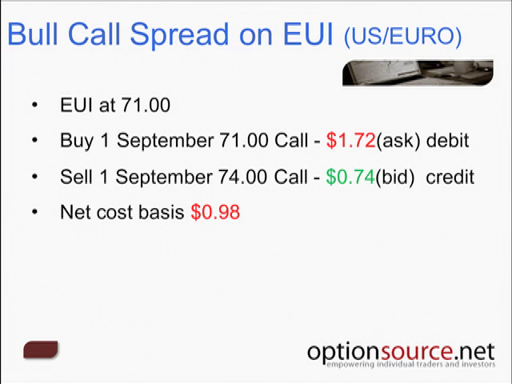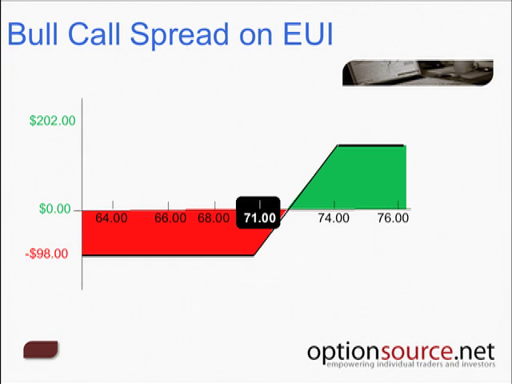So our profits are limited to the spread between the 71 strike and the 74 strike, less the cost of the premium that we're actually having to pay out. But what we've done, if you'll notice, is instead of our risk being $1.72 or $172 per contract, we've lowered our risk down to 98. So we've in fact created a position where we've limited our risk exposure, but as a result, we obviously limit our profit potential.